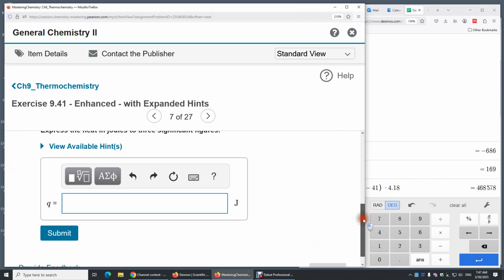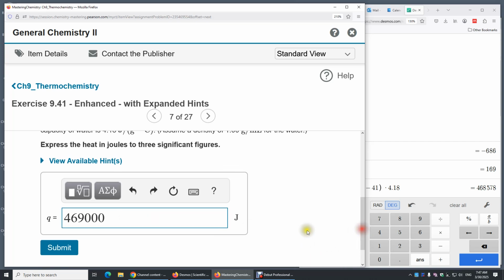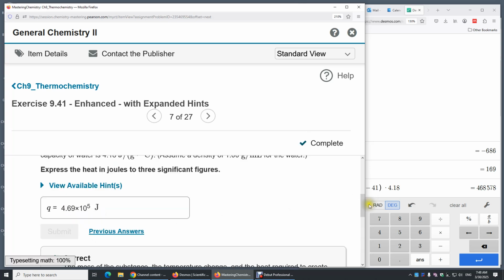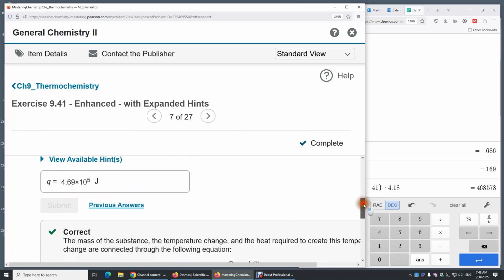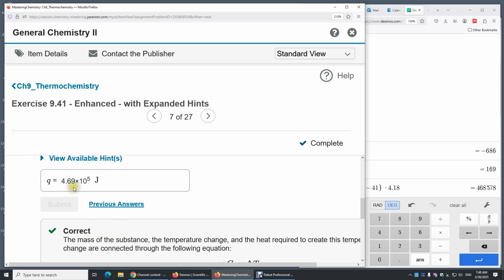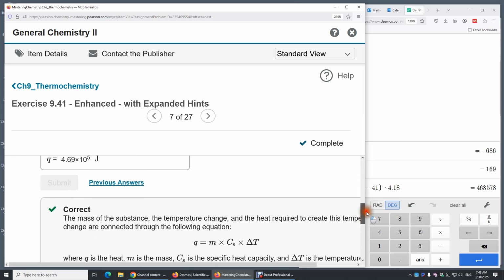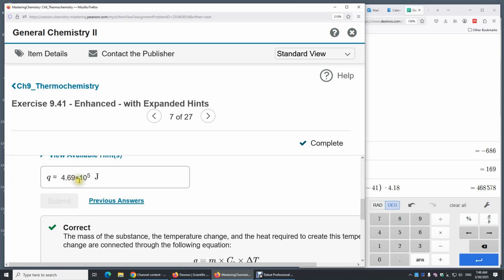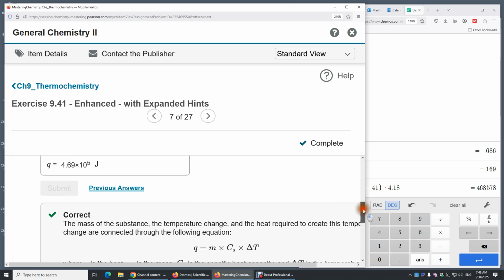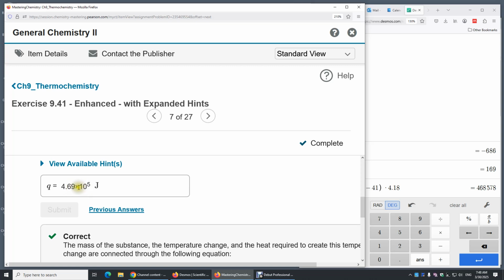But I think Mastering Chemistry is so lenient. If you just enter 469,000, I think it would consider this as 3 sig figures. Let's see. Yeah, it's marked correct. But if we do this more rigorously, it should be 4.69 times 10 to the power 5 joule. Alright, so this is 3 sig figures.